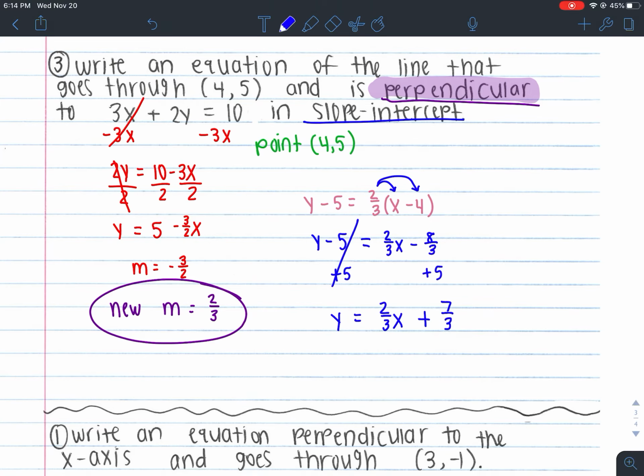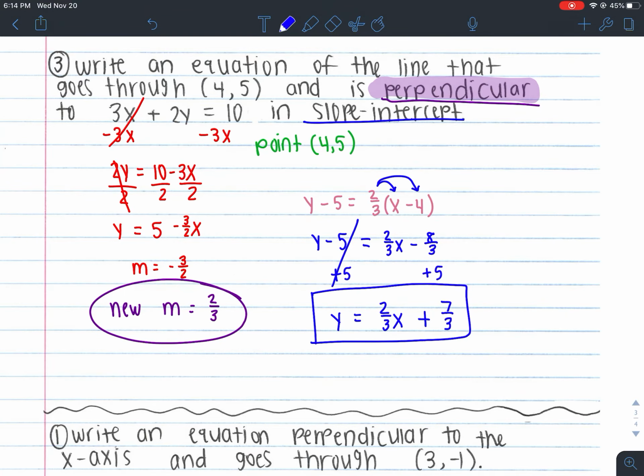All right, I'm going to double check my math real quick. So we had a point, and then we had an equation. We subtracted 3x first. 2y equals 10 minus 3x, divided everything by 2. Okay, I was just making sure because for some reason I remember this problem differently.